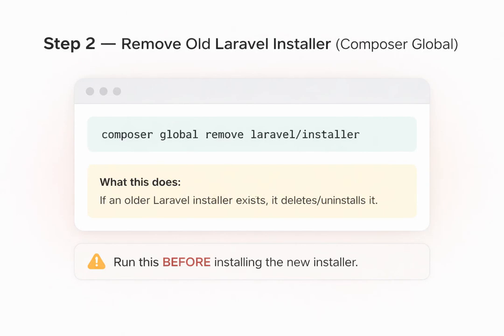The first command is to remove the old Laravel installer. In Composer terms, that means uninstalling the global package. The purpose is simple. If an older Laravel installer is present, it gets deleted so it can't interfere. This is the clean slate step, and it should be done before installing the new installer.